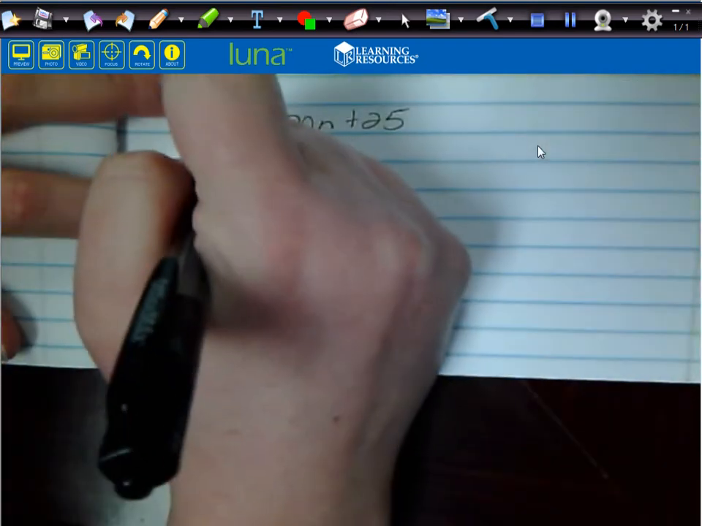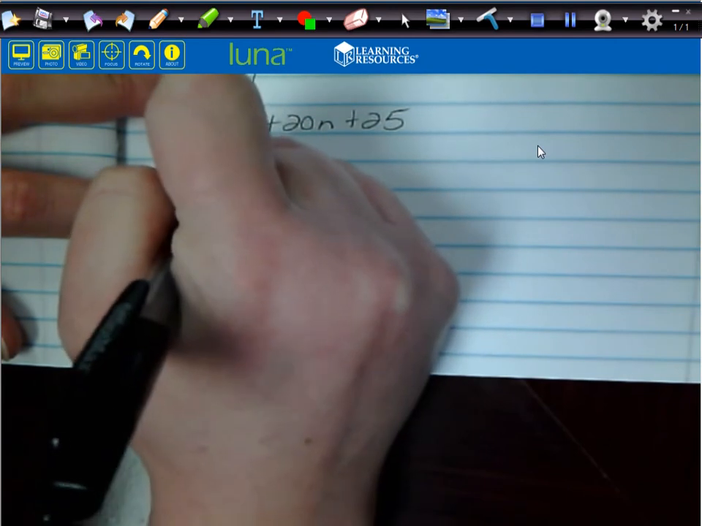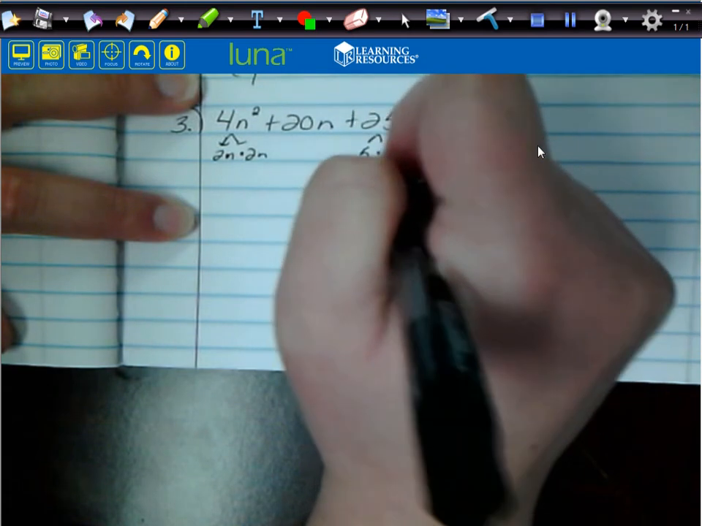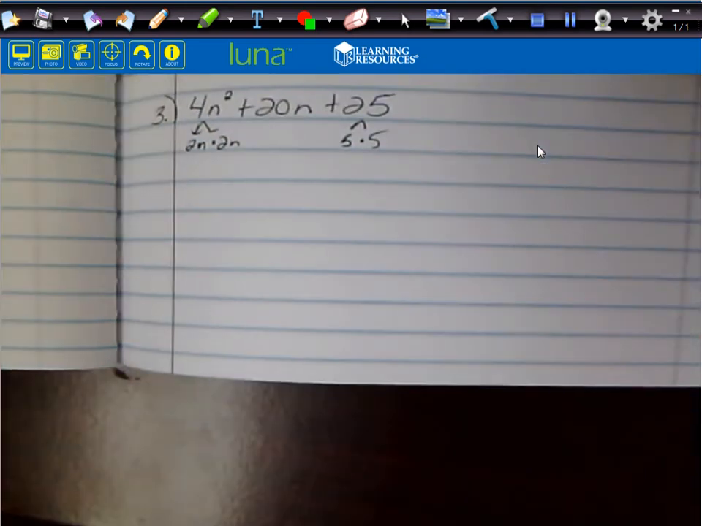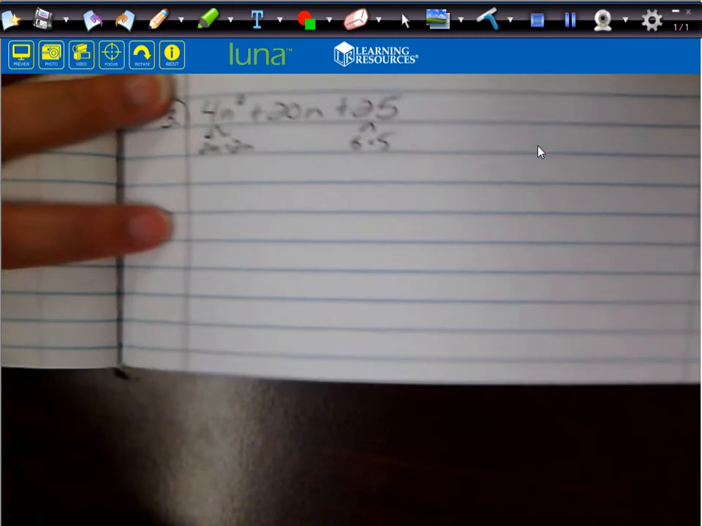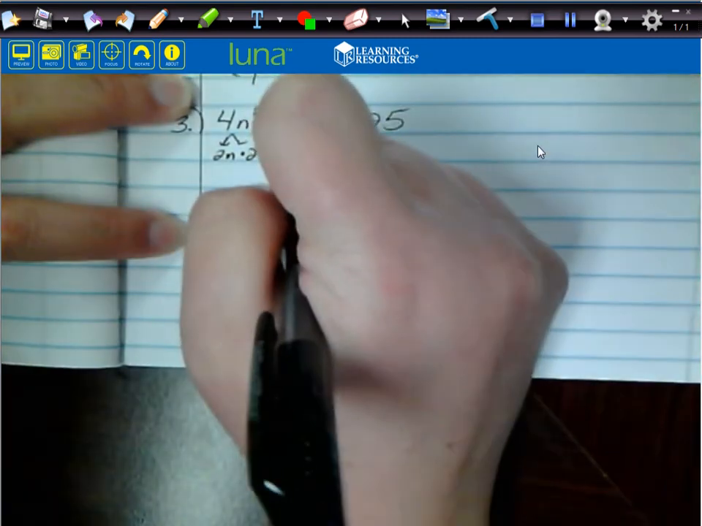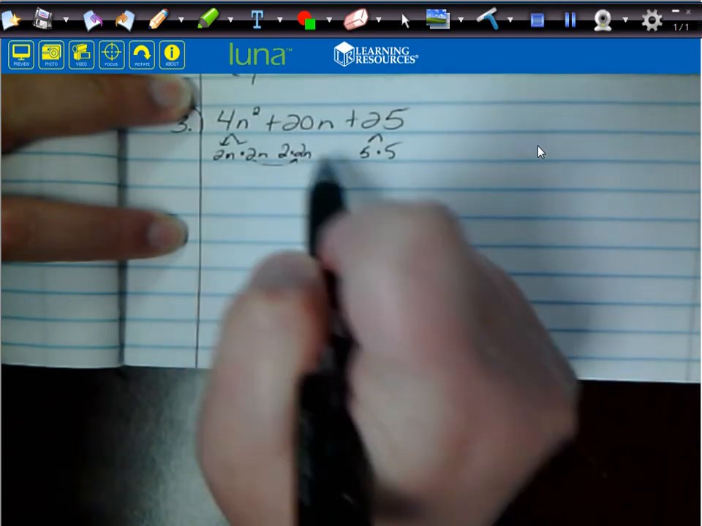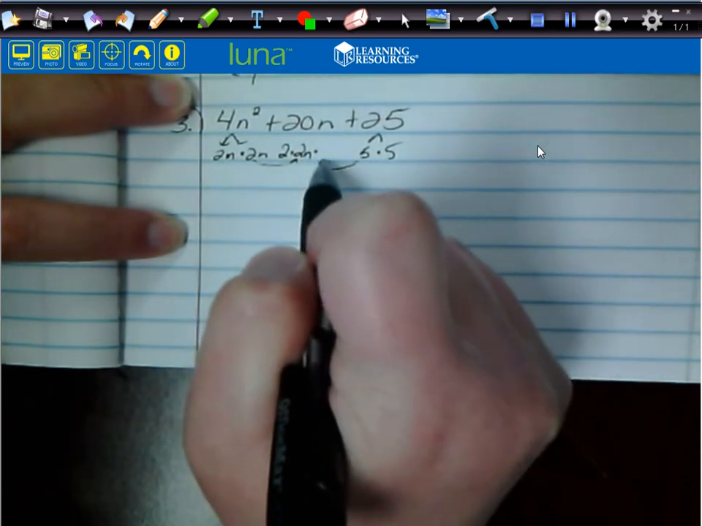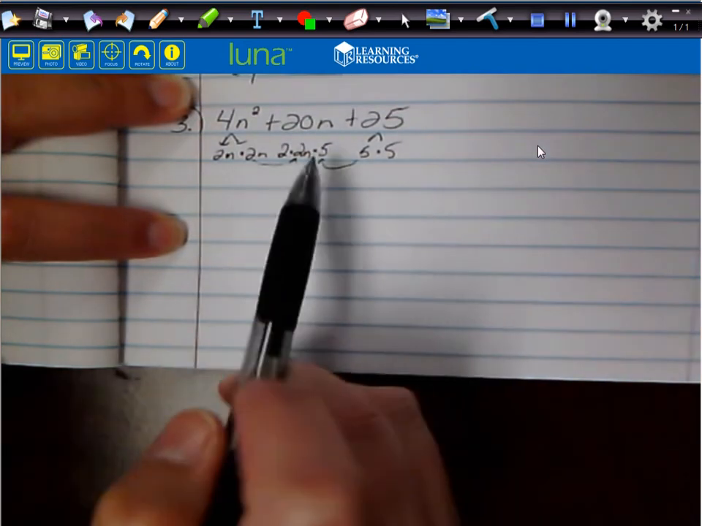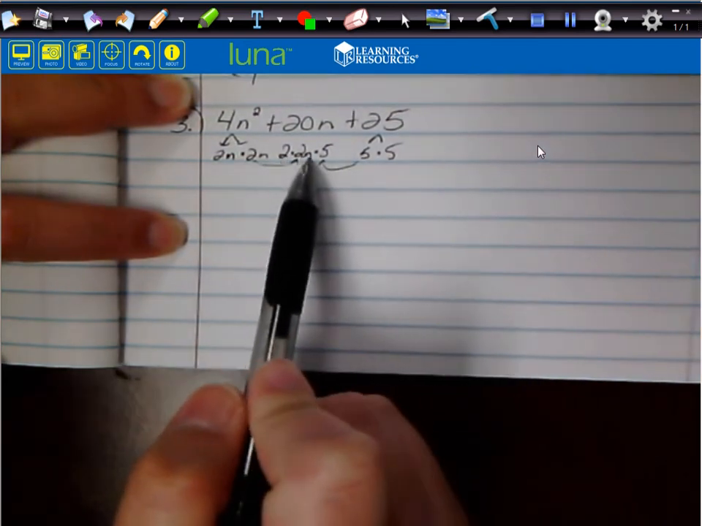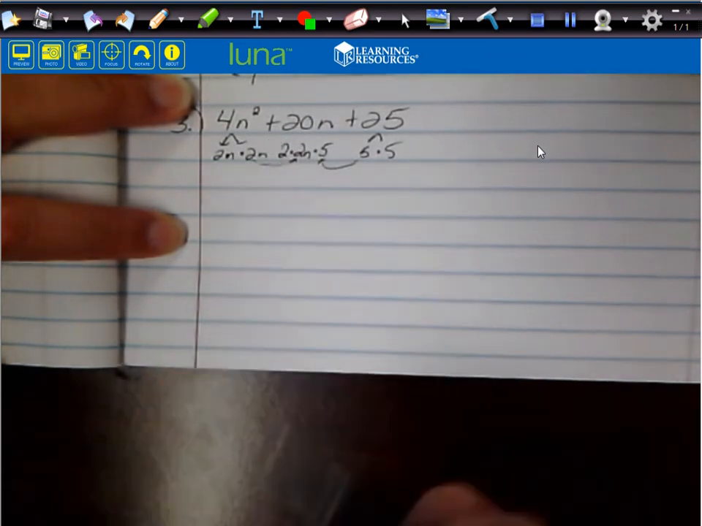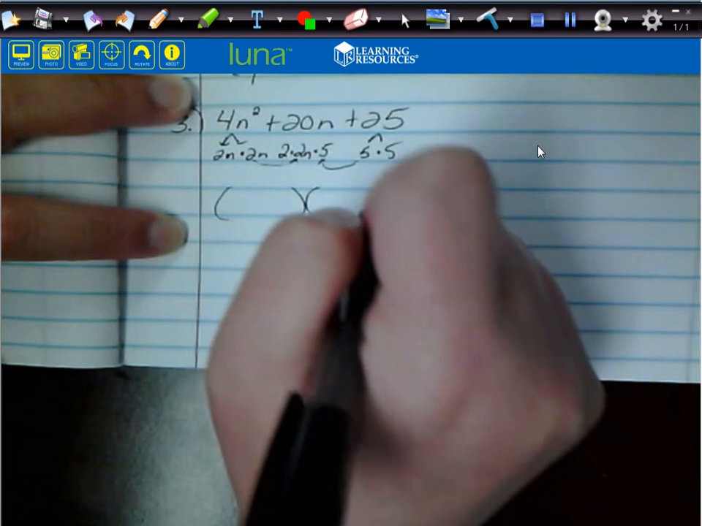So I'm going to split 4n squared up into 2n and 2n. Now I'm going to split 25 up into 5 times 5. And again, I have to check that middle term to make sure that it works. And again, that's always 2 times one of these, so 2n times one of these. So I'm going to say 2 times 2n is 4n. 4n times 5 is 20n. So that gives me the 20 that I need, so it works out. So I can use the rule.